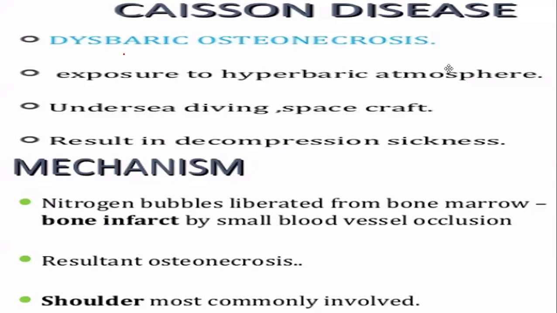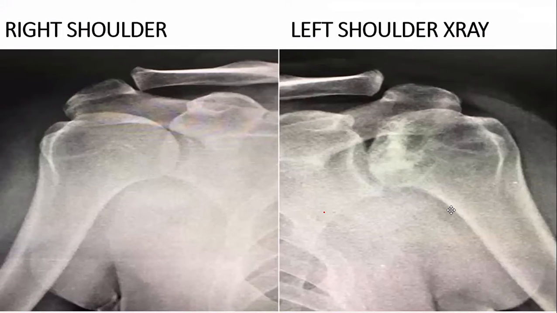Okay. So Caisson's disease, what are the other names? Dysbaric osteonecrosis. Exposure to a hyperbaric atmosphere, such as undersea diving or space aircraft, can result in decompression sickness. So, the mechanism again: decompression bubbles liberated from bone marrow can form nitrogen bubbles from the capillaries, which can produce bone infarction by small blood vessel occlusion, resulting in osteonecrosis.